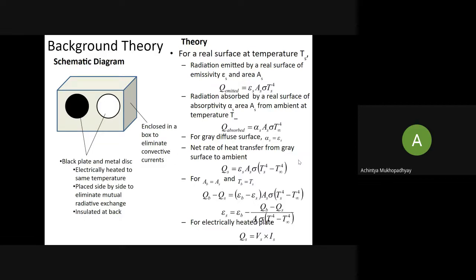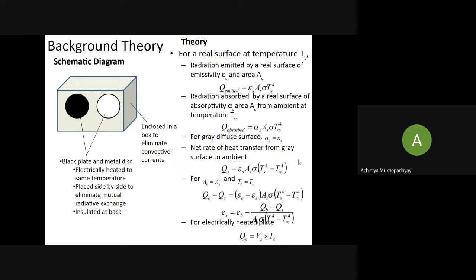So now we have an expression for the net rate of heat transfer from the black surface and net rate of heat transfer from the other test surface, that is the test surface, whose properties we are denoting by the subscript S. Now here we have purposefully designed the experiment in such a way that the areas of the two surfaces are the same. So AB equals AS, and we would also conduct the experiment in such a way that both the surfaces are maintained at the same temperature, that is TB equals TS.